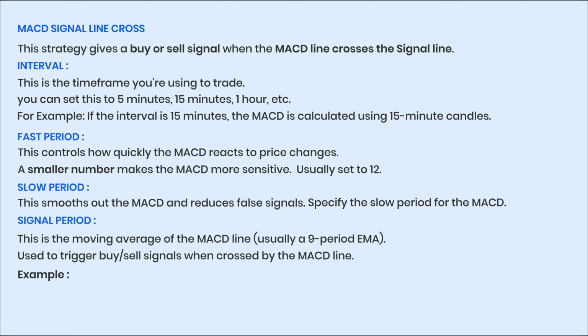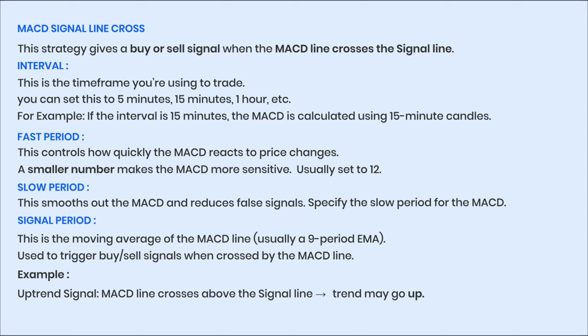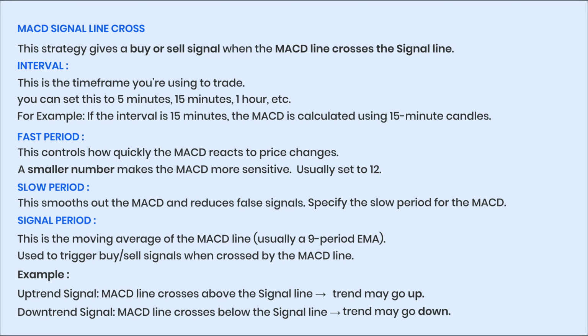Example. Uptrend signal, MACD line crosses above the signal line, which indicates trend may go up. Downtrend signal, MACD line crosses below the signal line, which indicates trend might go down.